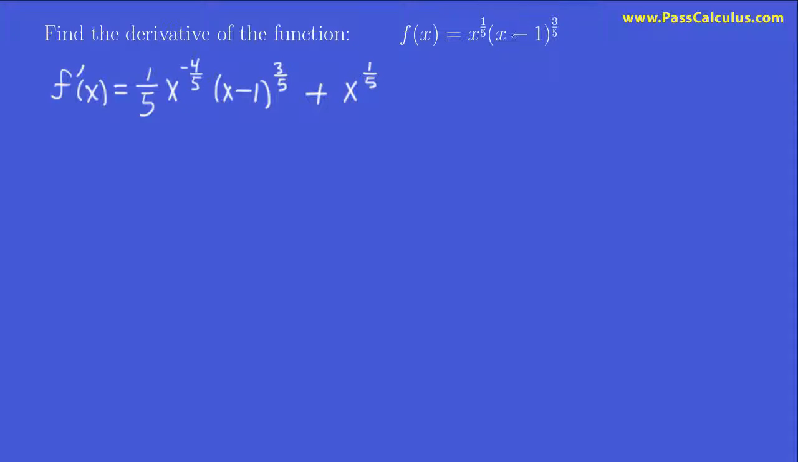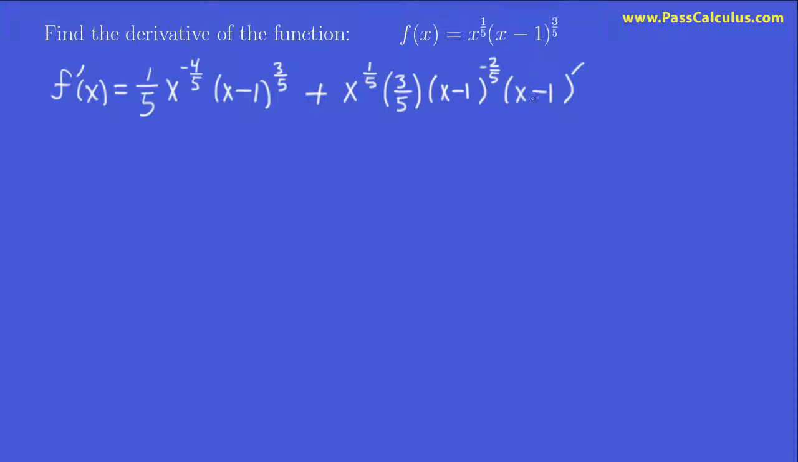And here's where we have to do a chain rule. It's a very simple chain rule though. Notice the similarity with this one. The 3/5 comes to the front. And then the x minus 1 just stays still. And then we do 3/5 minus 1, which is negative 2/5. And then we multiply by the derivative of x minus 1. Now, the derivative of x minus 1 is just 1, right?